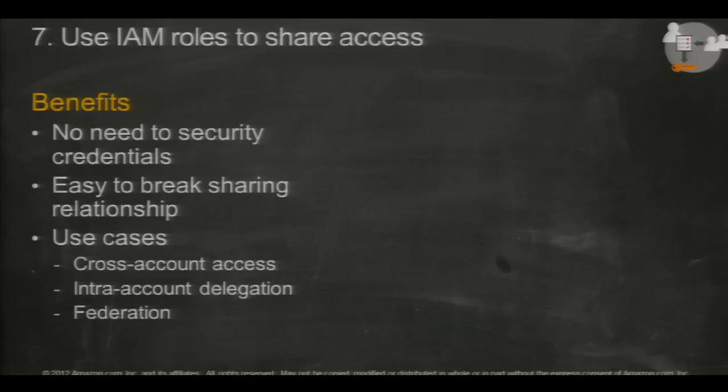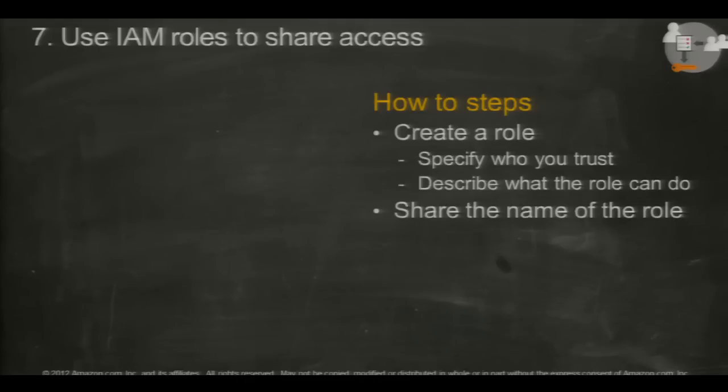Okay, so I'm going to cover a little bit more about cross-account access. The steps in this case are you create a role, you specify who you trust. In this case, you specify from what account do I trust requests coming in to use my information. And you also describe what the role can do. What are the permissions on the role? If the only thing I want the user to do is read from an S3 bucket, that's the only permission I give to the role.